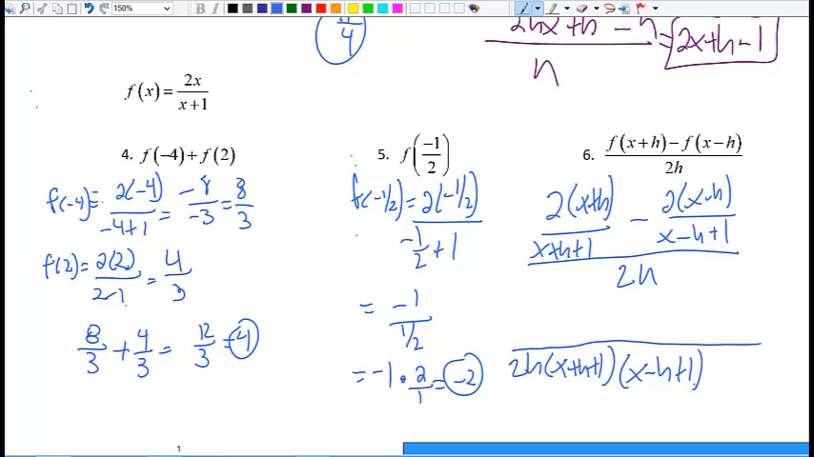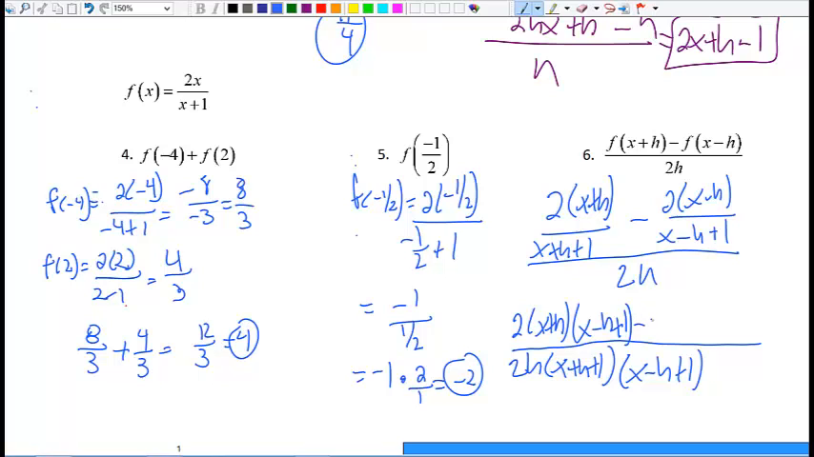And then as far as simplification goes, I'm going to multiply each fraction by whatever's missing from that common denominator, and that should allow me to combine like terms and that sort of thing. So if I take the 2 times x plus h, well, what was missing from that fraction? That fraction had a 2h, because everything has a 2h in it. This fraction has an x plus h plus 1, but it doesn't have an x minus h plus 1. So I'm going to multiply by it.